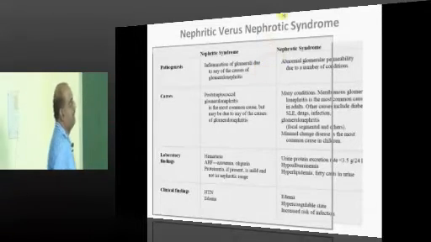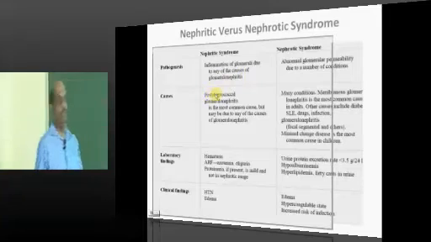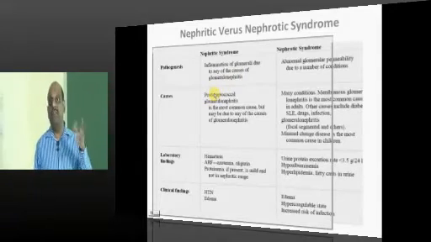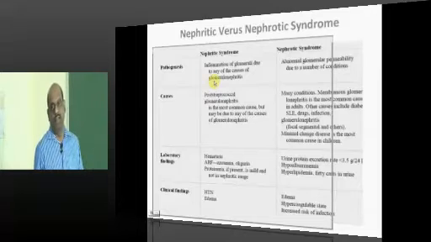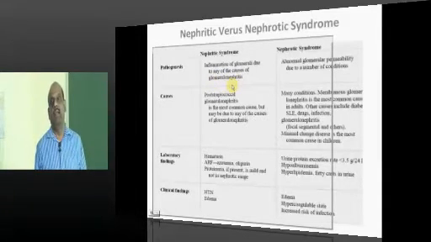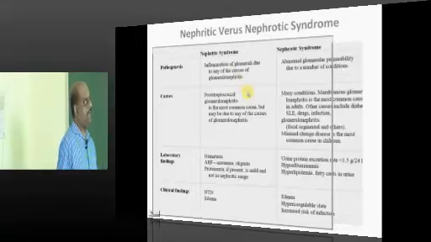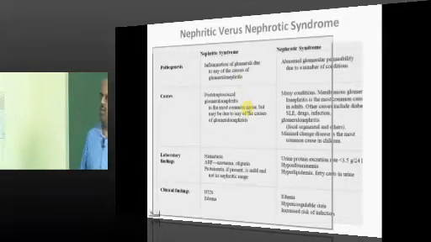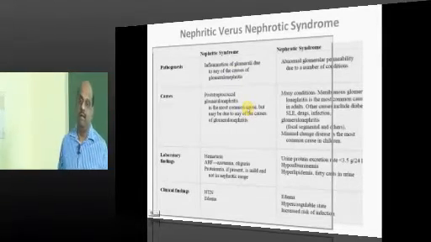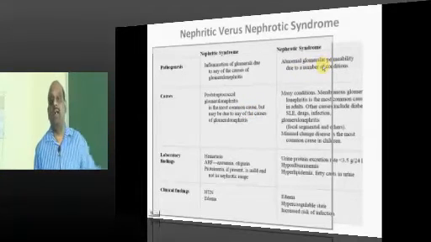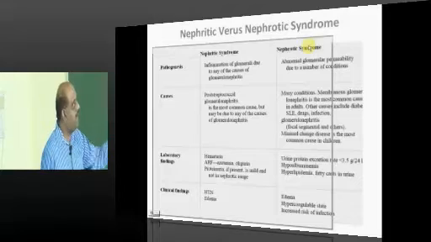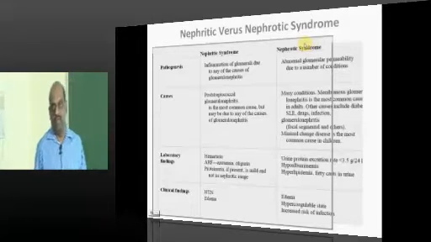So doctor, why does nephritic syndrome occur? When there is a lot of inflammation with cellular infiltration into the glomeruli, it will lead to a nephritic picture. When there is no cellular infiltration, but the glomerular basement membrane's permeability gets altered, then that leads to nephrotic syndrome.